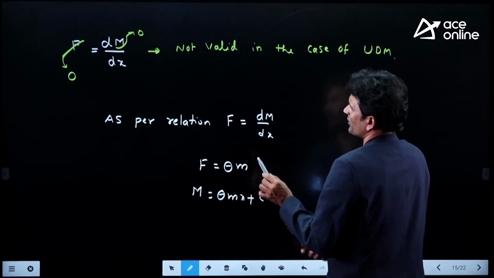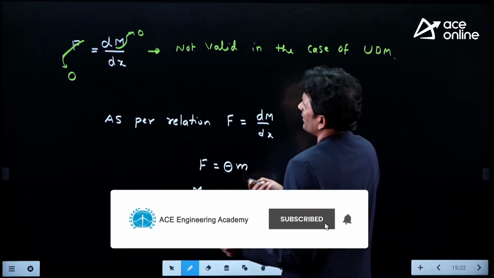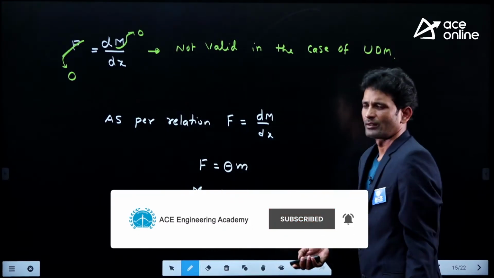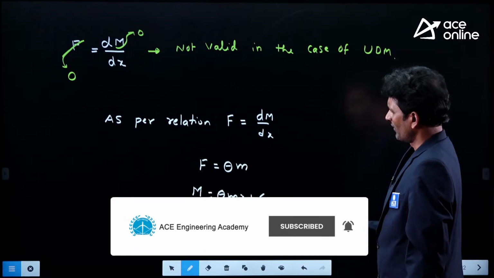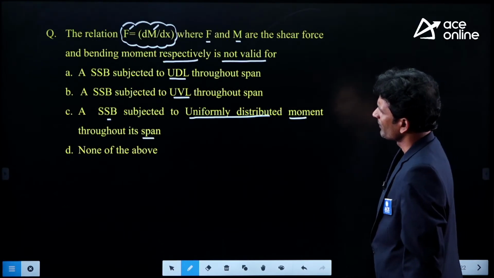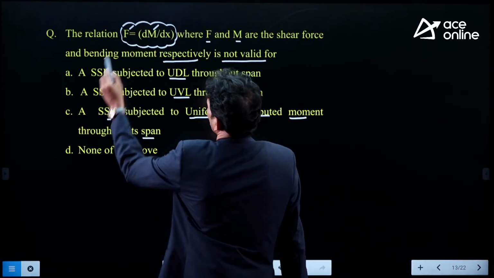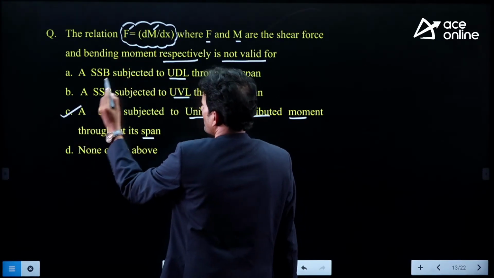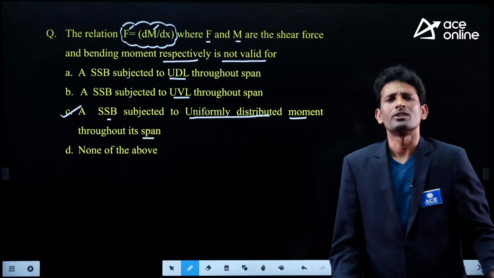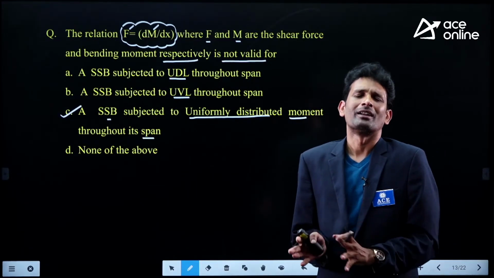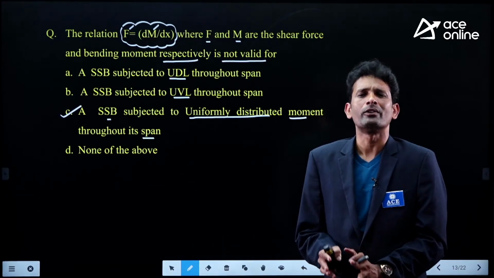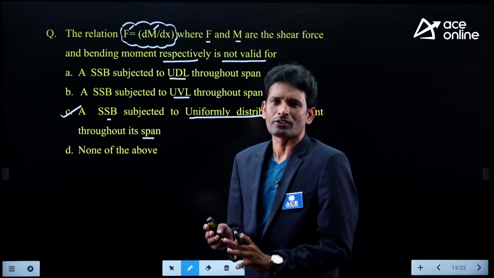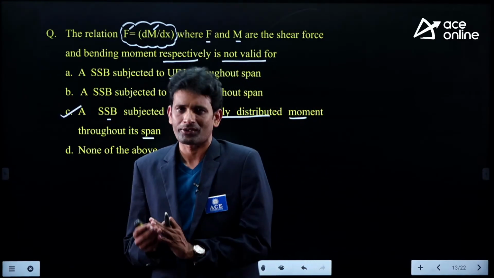But that has not happened. In this case, the bending moment is 0. That's why, out of the given options, you try to observe this one. So, this relation is not valid when a beam is subjected to a uniformly distributed moment. That relation is derived only for continuously distributed loads, not for moments.